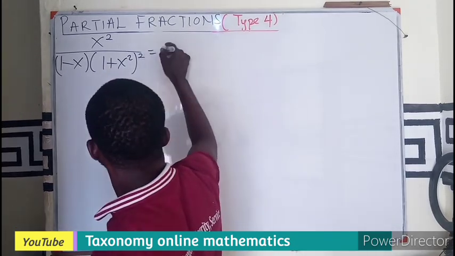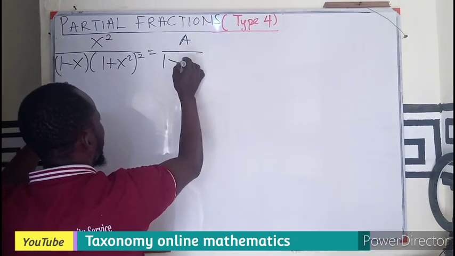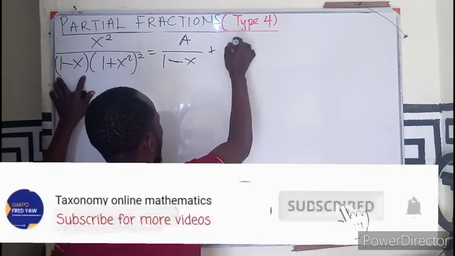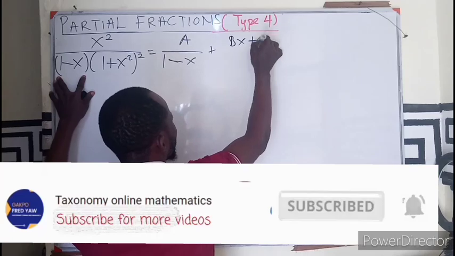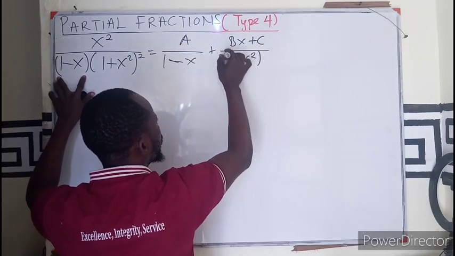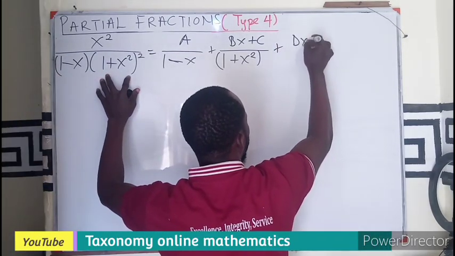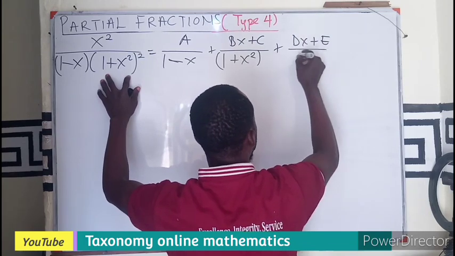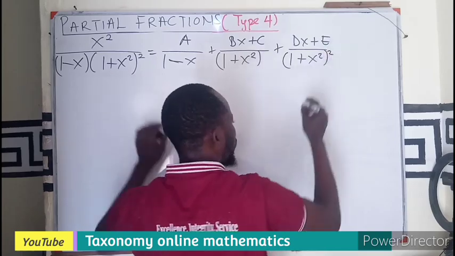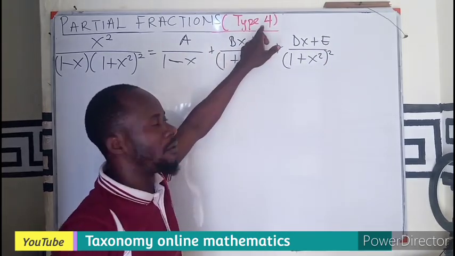So this becomes A over 1 minus x as our linear factor, then plus Bx plus C over 1 plus x squared as the first factor, then Dx plus E over 1 plus x squared all squared. So the introduction of this makes it the fourth type.